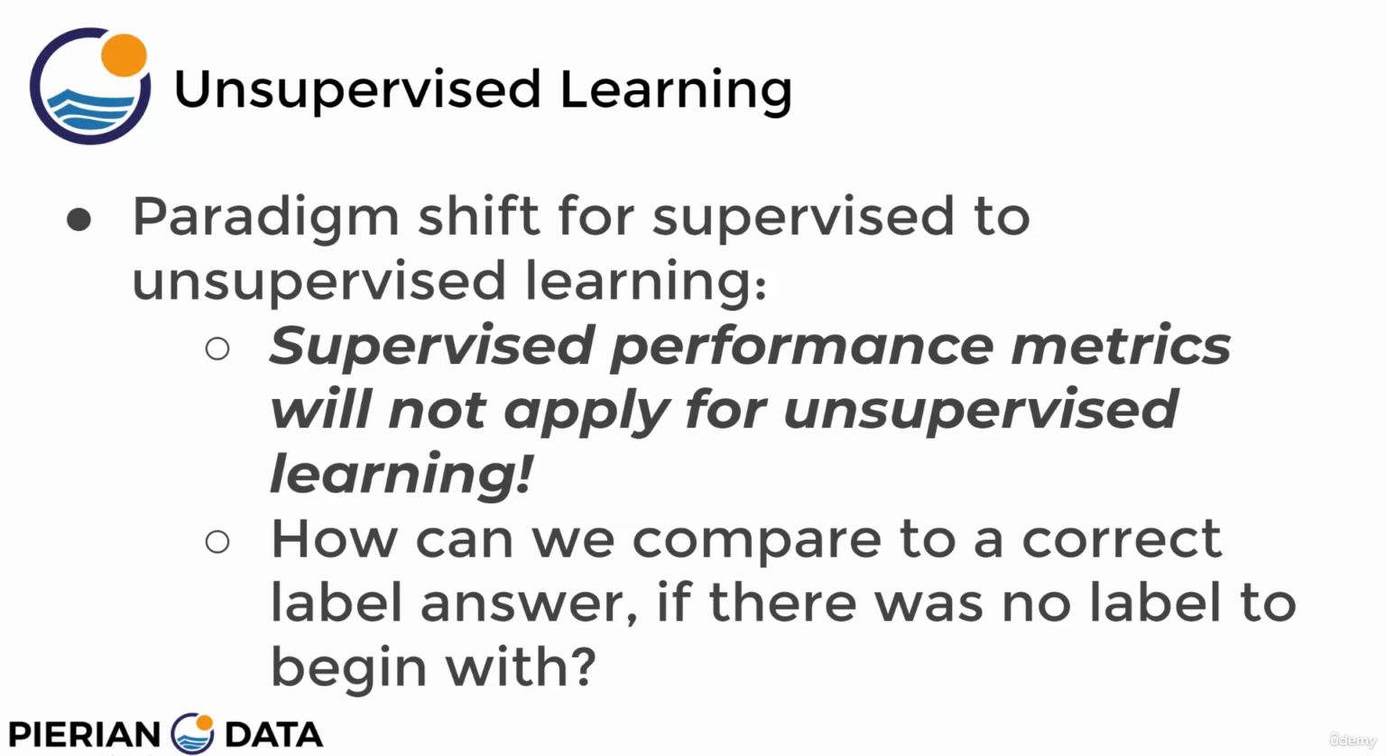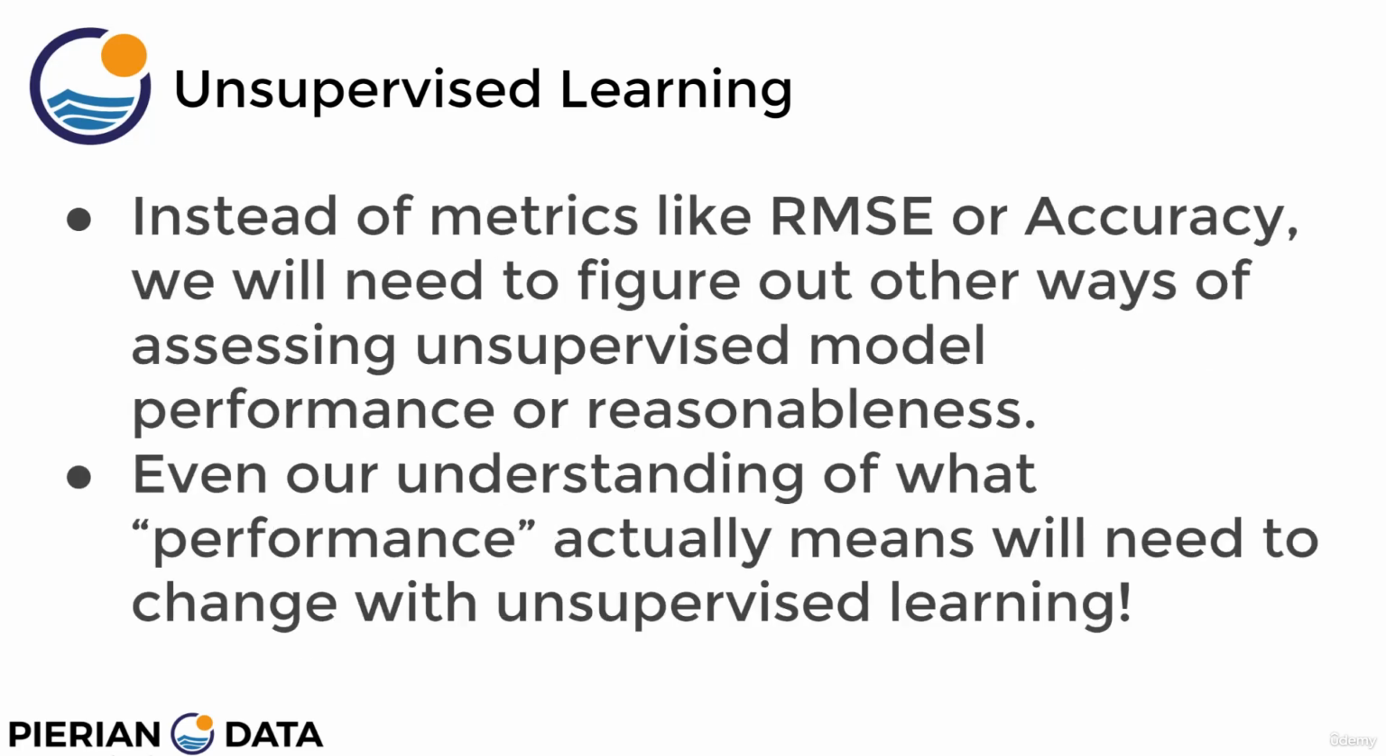Recall that we go into unsupervised learning because of the very fact that we do not have that Y label to begin with. So instead of metrics like root mean squared error or accuracy, we're going to need to figure out other ways of assessing unsupervised model performance, or in reality, how reasonable is this model? And even our understanding of what performance actually means will need to change with unsupervised learning.